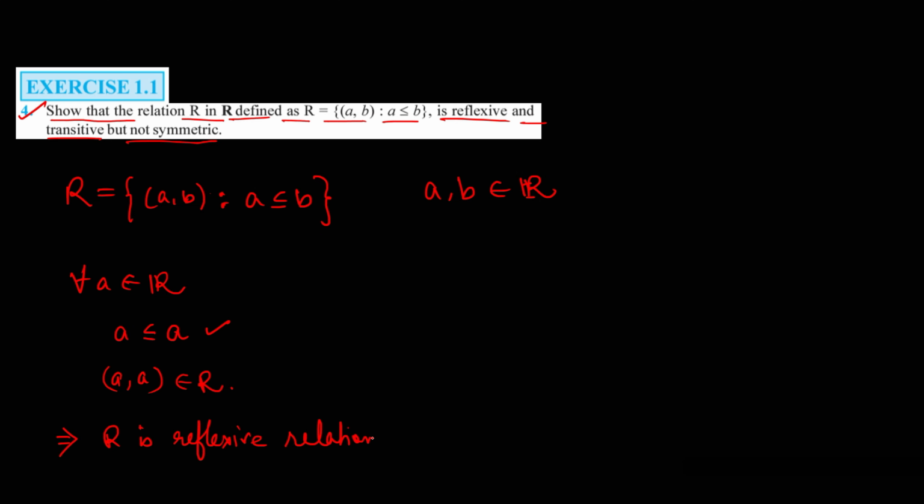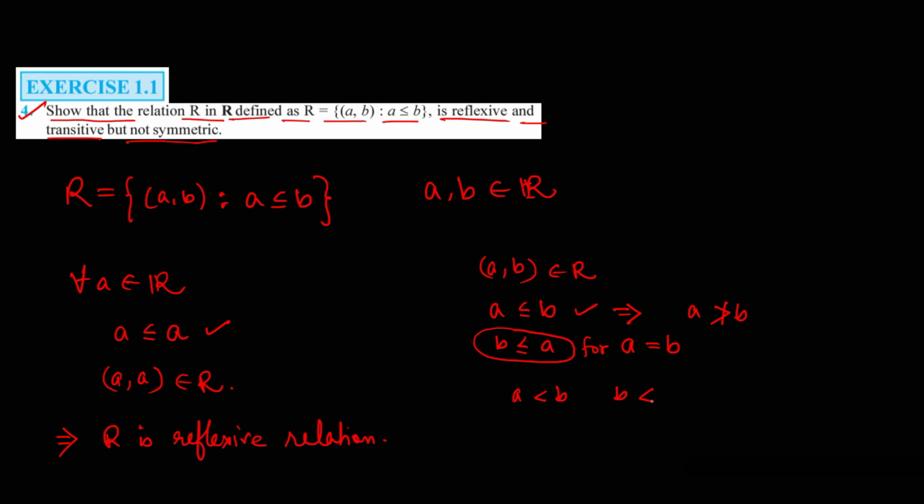Reflexive relation. Take (a, b) belongs to R. That means a is less than or equal to b. If this is true, then a is not greater than b, so this inequality holds only for a equal to b. If we take a strictly less than b, b is not strictly less than a.